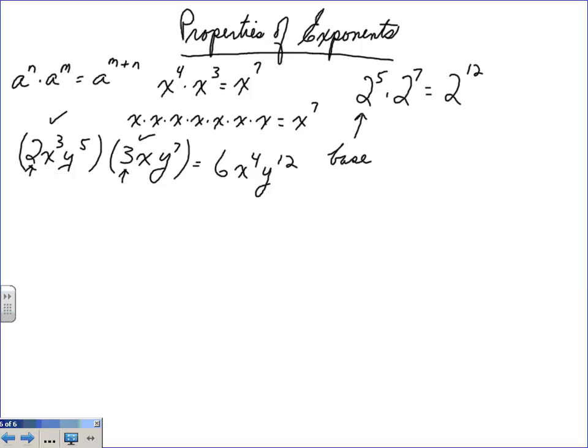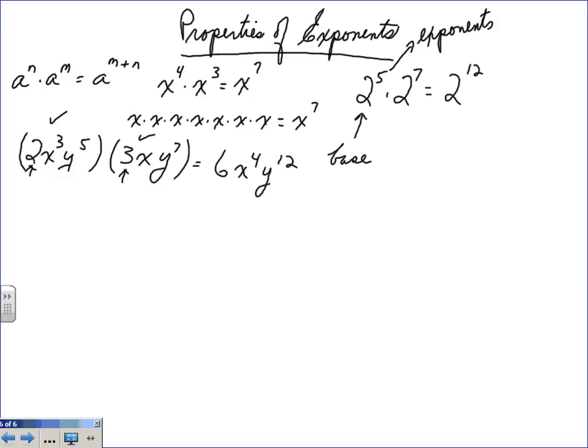So that's the base, and these are the exponents. When I say you add the exponents, you're adding these numbers up here. And the base remains the same.